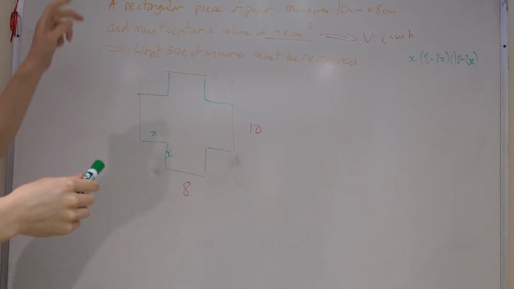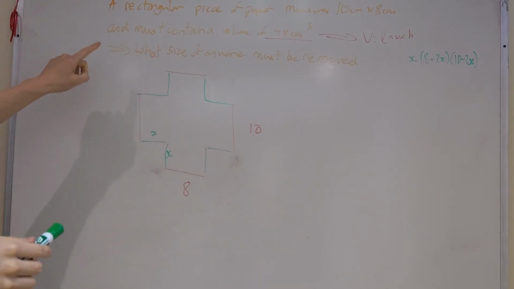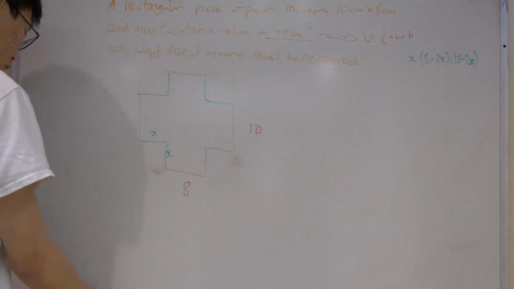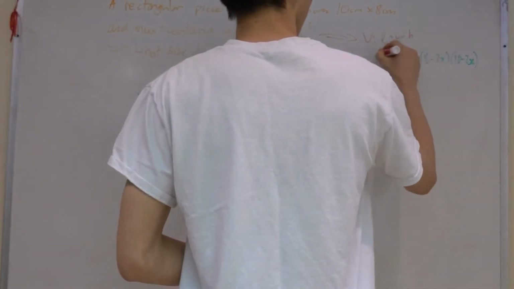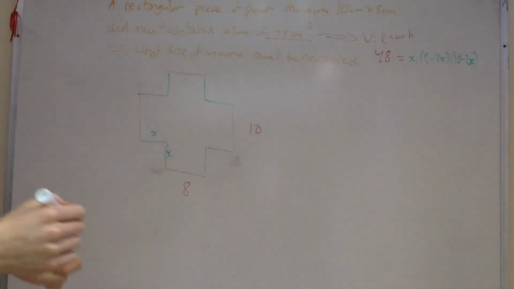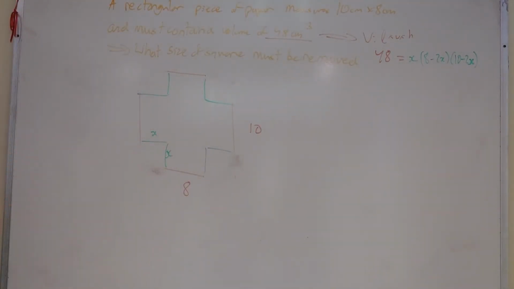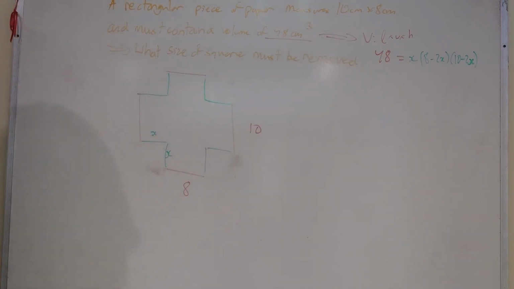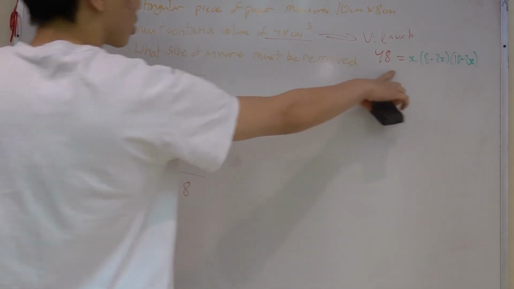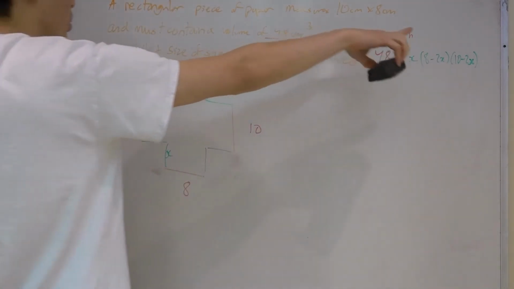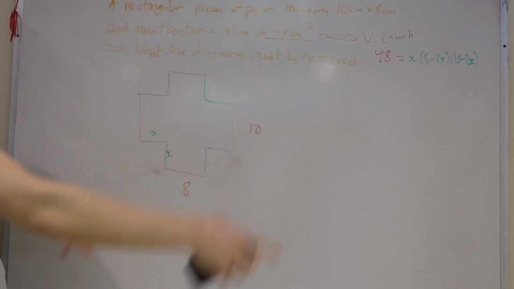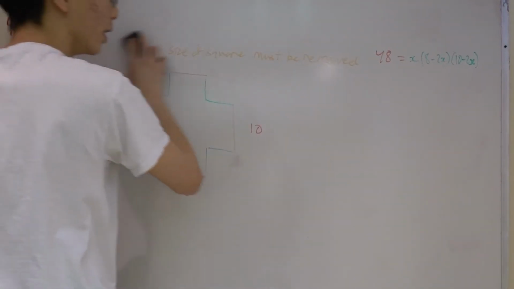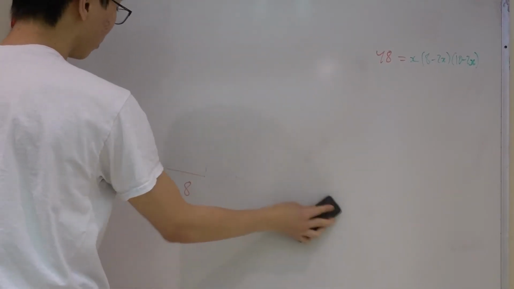The question is asking, what does x have to be in order for this box to contain a volume that is 48 centimeters cubed? So if we multiply all these together, it has to give us 48. Basically, we are solving for x. We're trying to solve this polynomial equation for x. Now that we've translated our word problem to an algebraic problem, we can remove all the words. So get rid of all these. We don't need them.